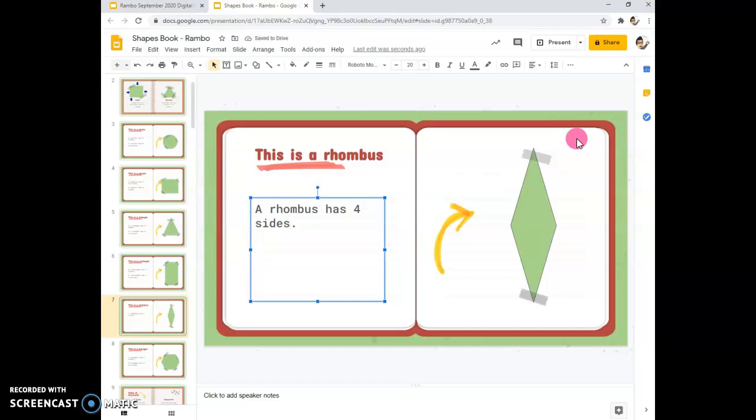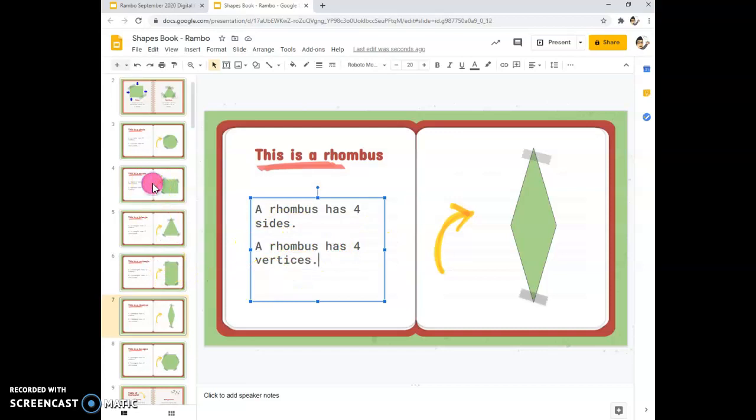Noe, how many vertices are on a rhombus? 4. Loud and with gusto, I like it. A rhombus has 4 vertices. All right, so let's read it. A rhombus has 4 sides. A rhombus has 4 vertices.